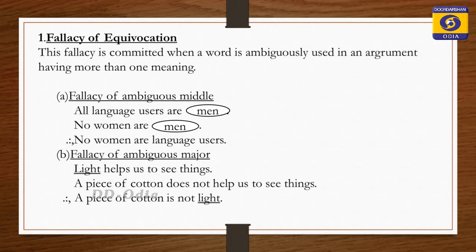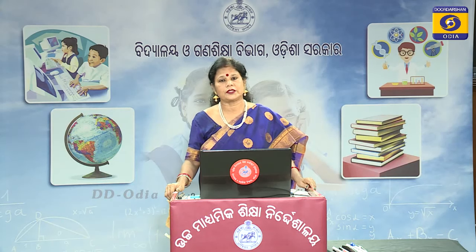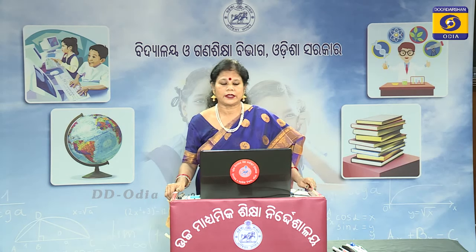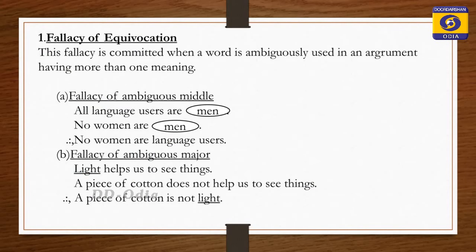Now, coming to the next fallacy, the fallacy of ambiguous major. You know, the predicate term of the conclusion is known as the major term, and if the major term is used ambiguously, then we commit the fallacy of ambiguous major. So, the example is: light helps us to see things. A piece of cotton does not help us to see things, therefore, a piece of cotton is not light. So, here you see light is used ambiguously. This term has two different meanings at two different places.